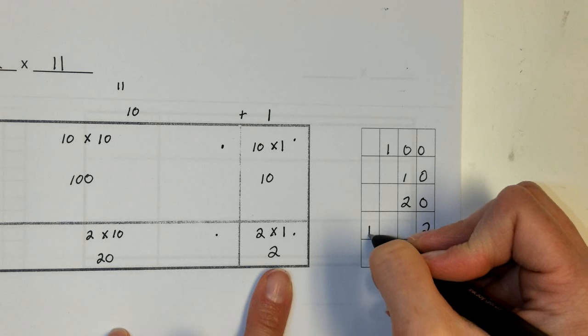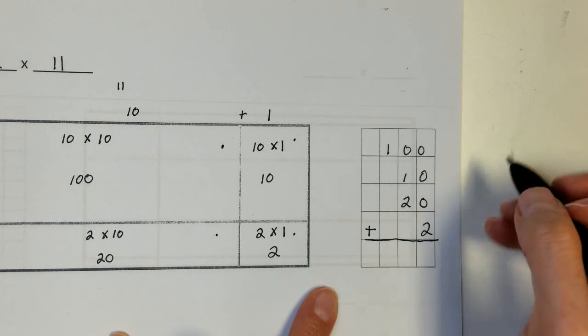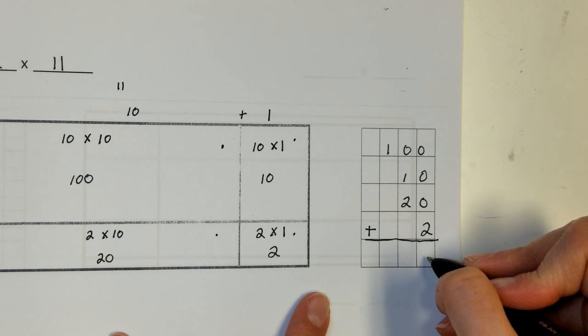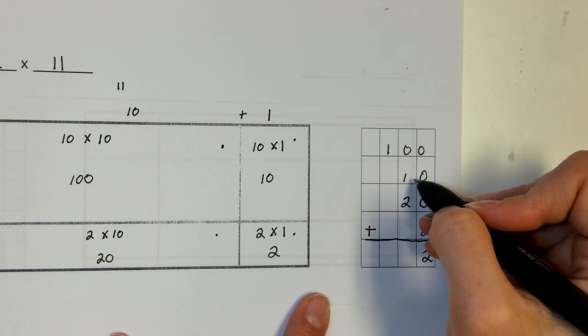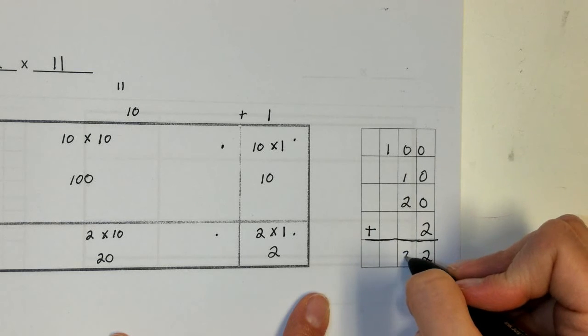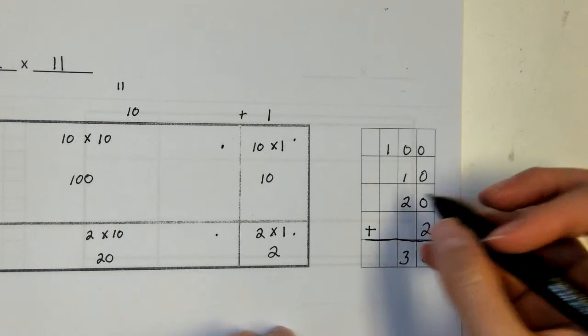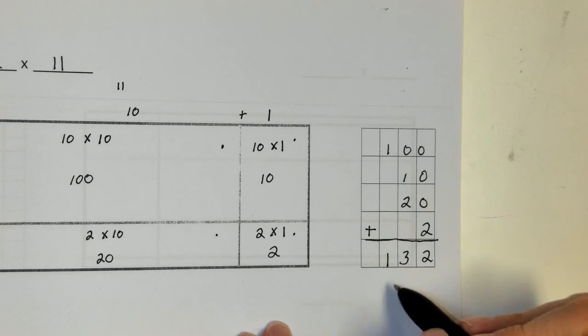All right, let's add all these together. 0 plus 0 plus 0 plus 2. 0 plus 1 is 1, and 1 plus 2 is 3. All right, and 1 plus nothing is 1. So what is my answer?